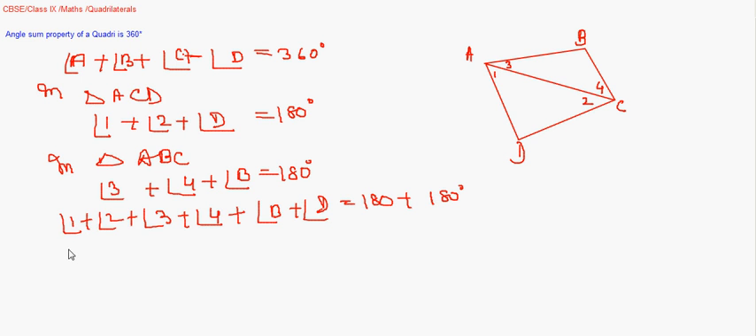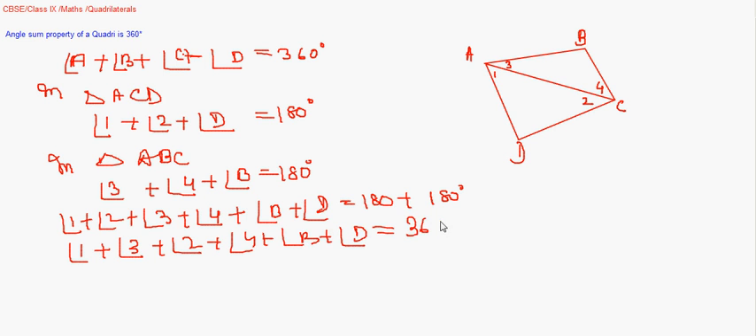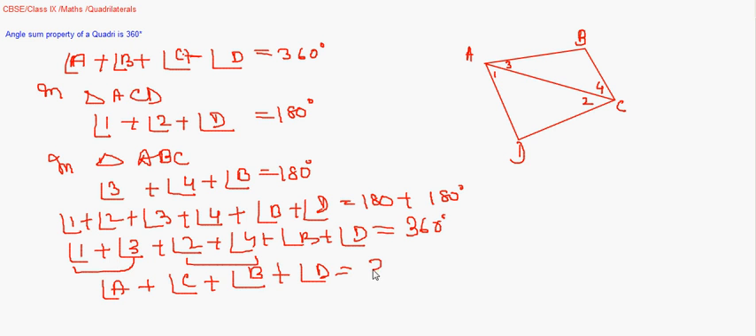Now if we rearrange, angle 1 plus angle 3 plus angle 2 plus angle 4 plus angle B plus angle D makes it 360 degrees. Now angle 1 plus 3 is angle A, angle 2 plus 4 is angle C. We already had B and D, that gives us 360. So the sum of A plus B plus C plus D angles gives us 360. Move on to another screen with taking up questions based on this angle sum property of this quadrilateral.